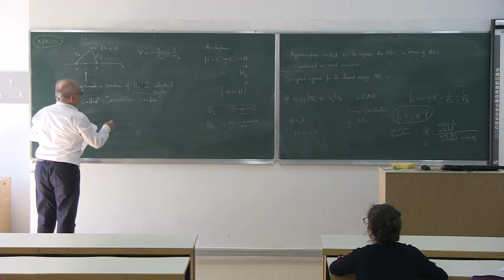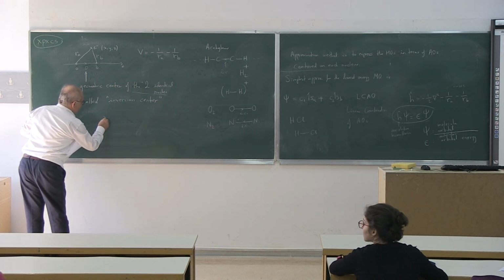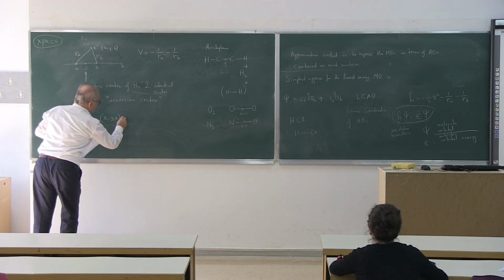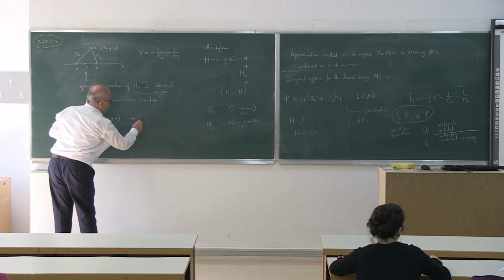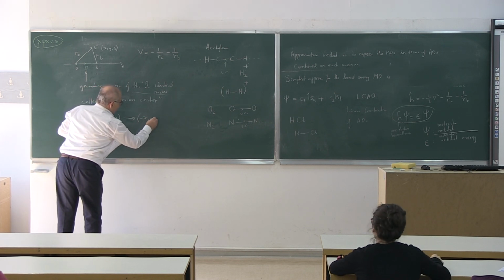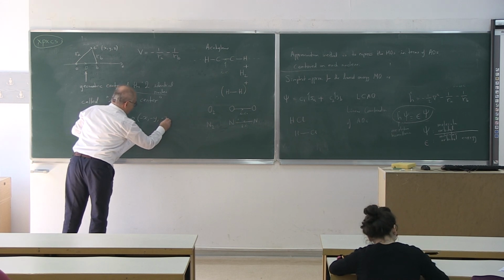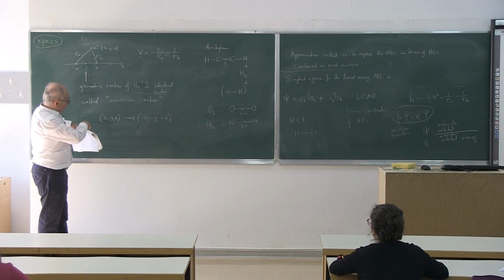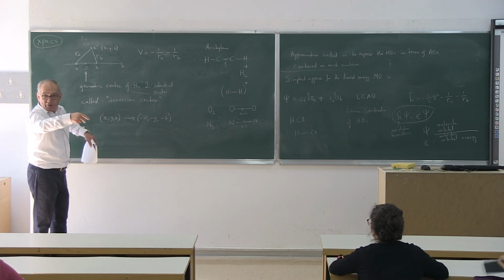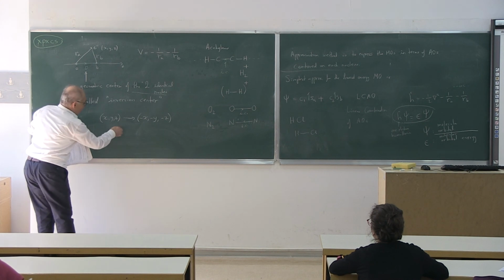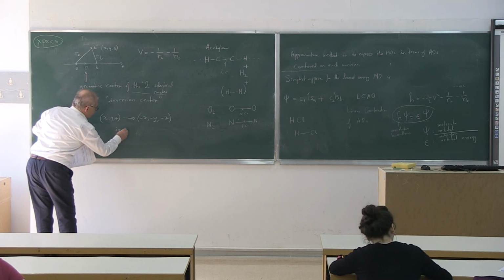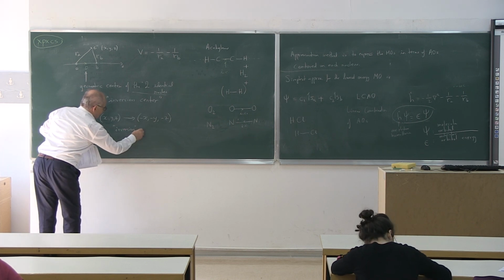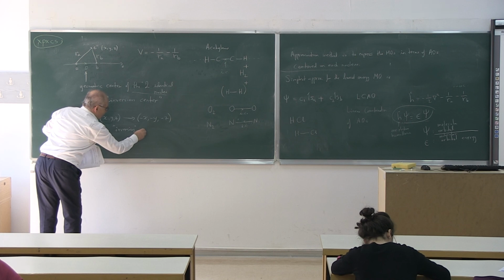Now, taking a point x, y, z and making the replacement x into minus x, y into minus y, z into minus z, all variables are converted into minus their original values. This is called inversion, the inversion operation.